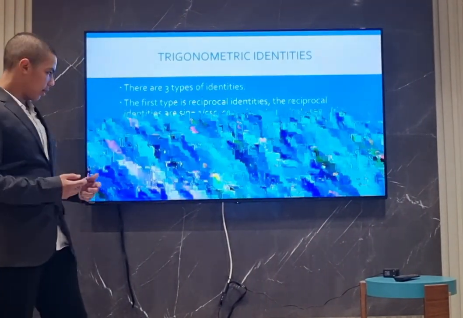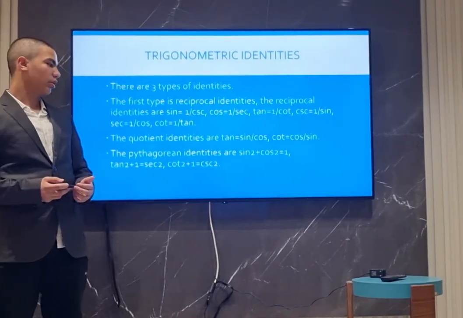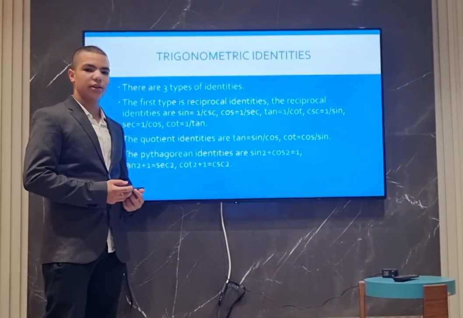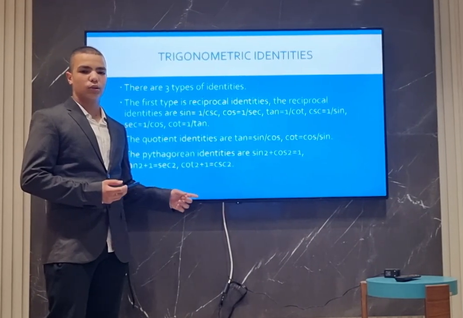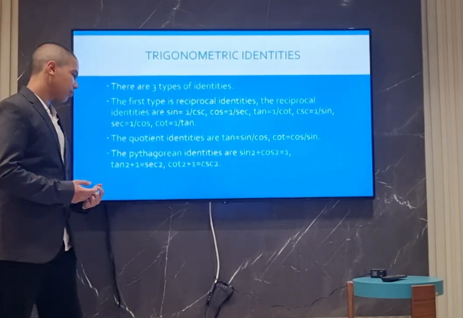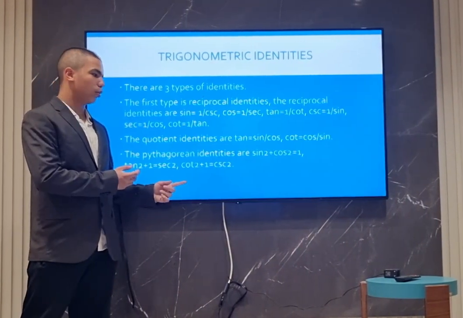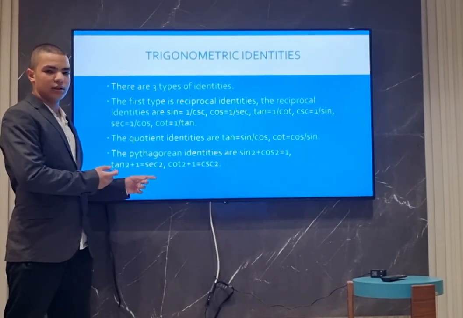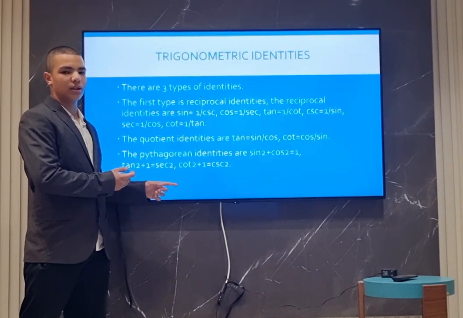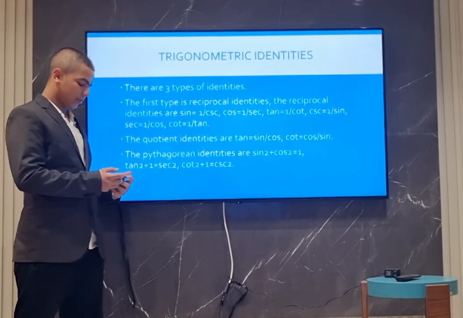Then we have the quotient identities. The quotient identities are tan equals sine over cosine and cotan is equal to cosine over sine. Pythagorean identities are sine power 2 plus cosine power 2 equals 1, tan power 2 plus 1 equals secant power 2, cotan power 2 plus 1 equals cosecant power 2.